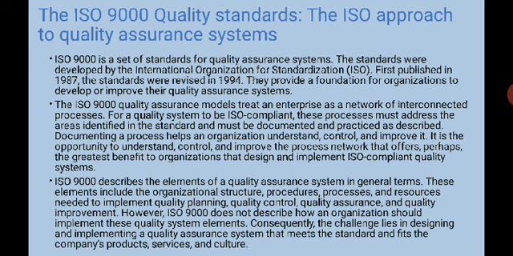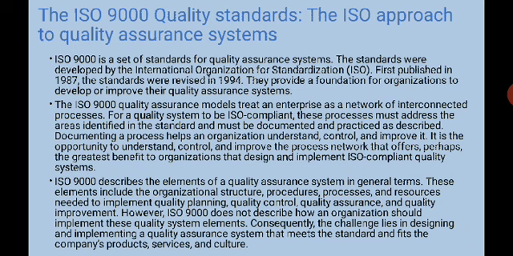The International Organization for Standardization's ISO 9000 has the quality standards that ensure the quality assurance of the system, right? And what do they say? So ISO 9000 is a set of standards for quality assurance systems. The standards were developed by the International Organization for Standardization. They were first published in the year 1987. The standards were revised in 1994. They provide a foundation for organizations to develop or improve their quality assurance system. So they develop and improve their quality assurance system, right? This is what they do.